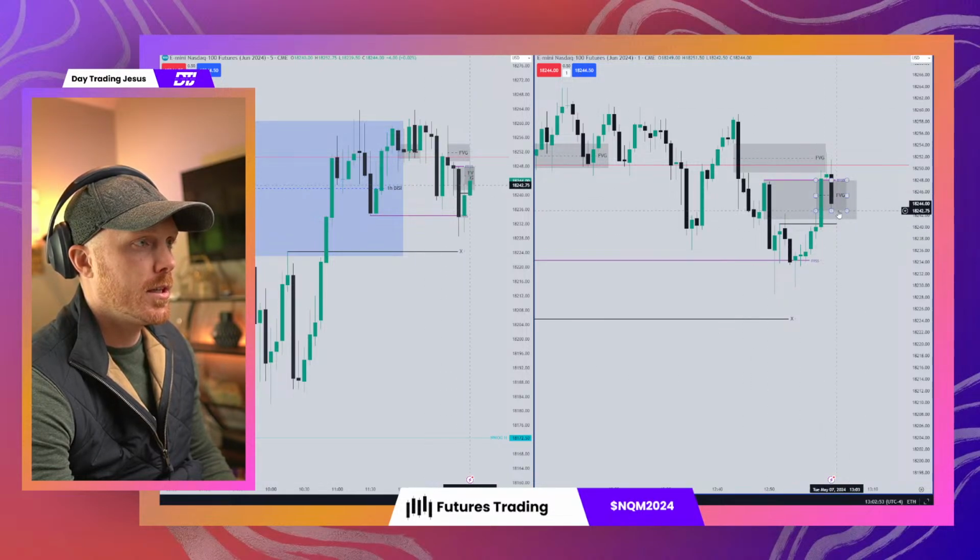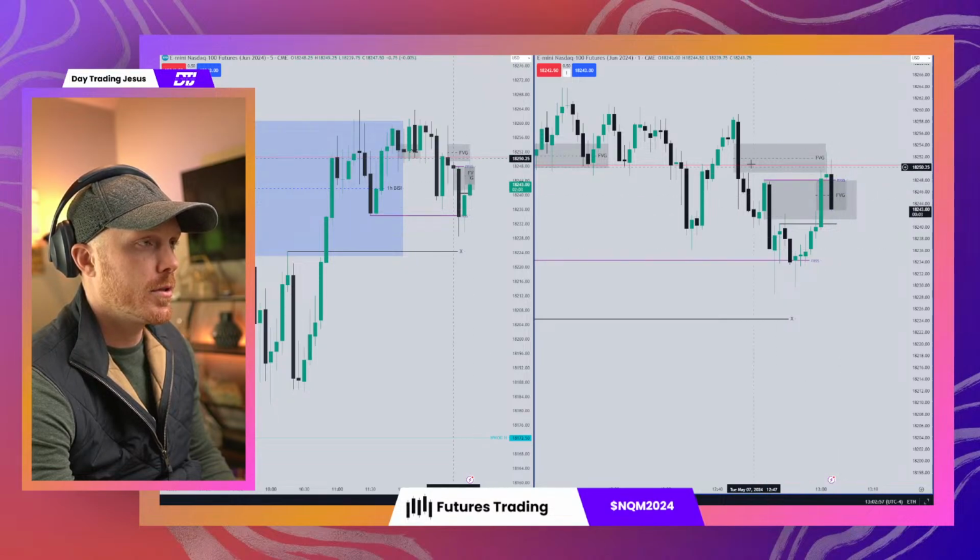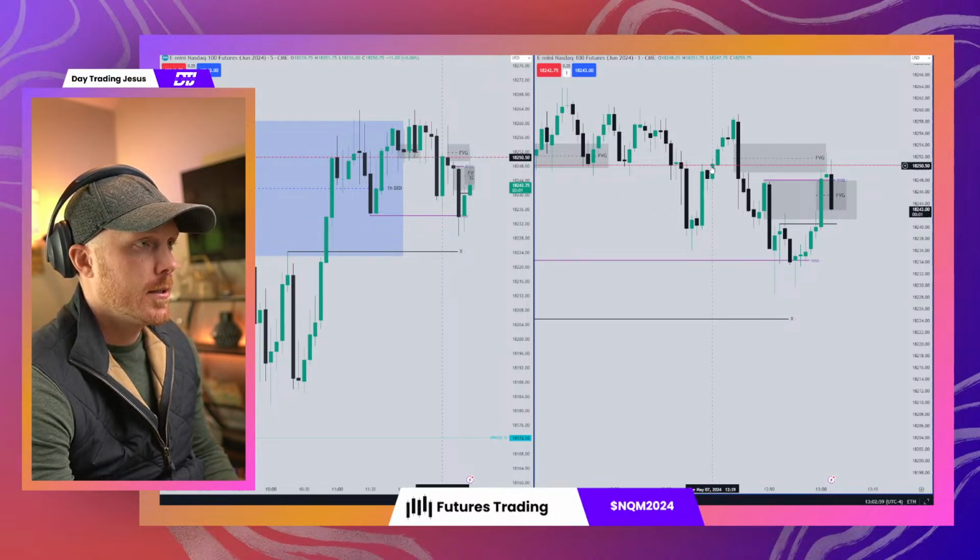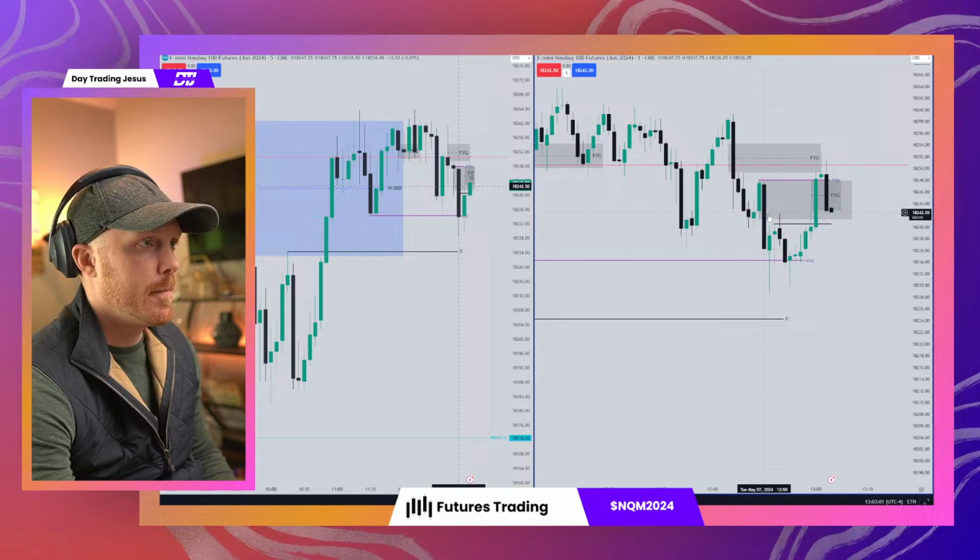I want to see it not close below this. I would like it to close above the 50% in 4 seconds. No, I'm not liking that. It absolutely could go the other way, but a signature and price that I like to see is only half of that fair value gap be used.